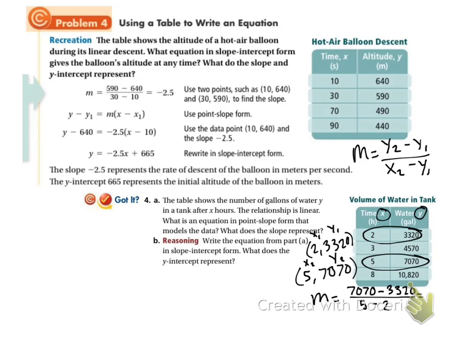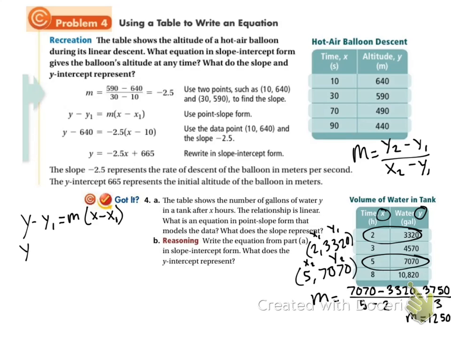So 7,070 minus 3,320 gives me 3,750 over 5 minus 2 is 3. Let me see if I can divide that by 3. Yep, if I divide that by 3, I get 1,250. So my slope, my m, is 1,250. So I plug that into my equation: y minus y1 equals m times x minus x1.